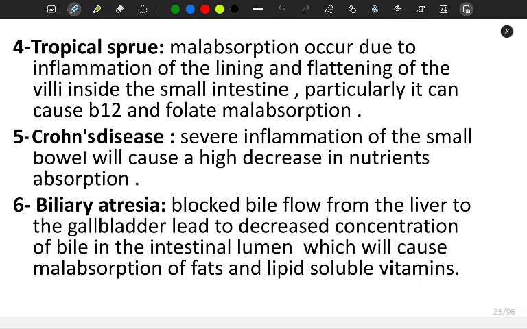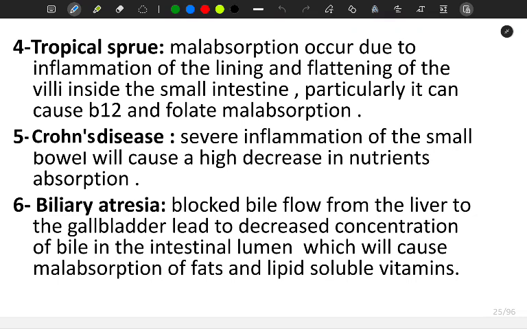Biliary atresia, why is that? Because we need bile for absorption of fat, so that's quite important. Atresia means blockade, to be honest, not stenosis. Abnormal blockade of the canal of the biliary duct. Maybe congenital, maybe due to another disease. So bile is blocked from the liver, and it affects the enterohepatic biliary circulation.